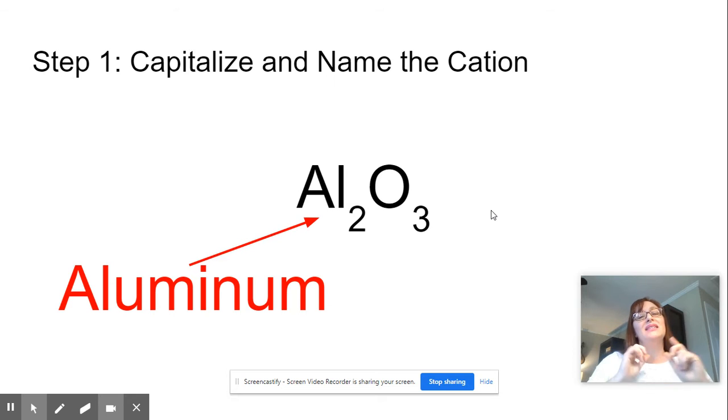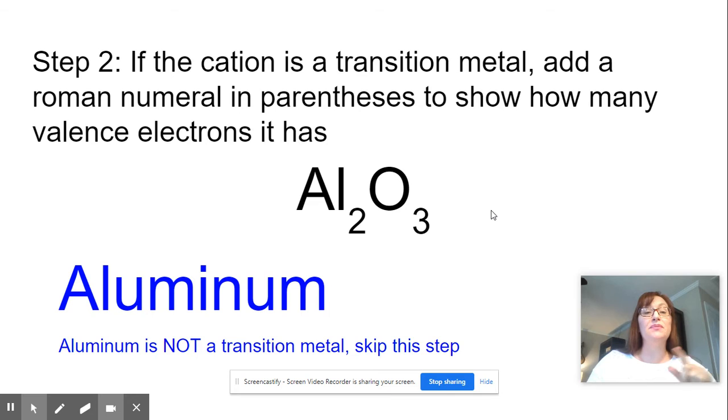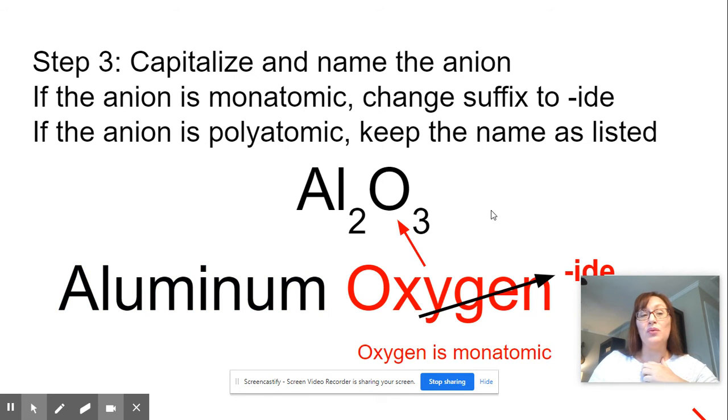Step 1 is capitalize and name the cation. The cation is always written first. So that one's easy. We just name it Al for aluminum. Step 2, if the cation is a transition metal, which ours is not, add a Roman numeral in parentheses to show how many valence electrons it has. I don't have to worry about this step because I don't have a transition metal, so I can just skip step 2.